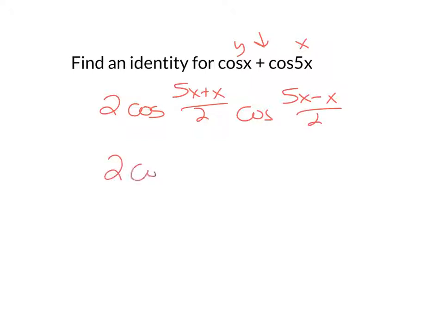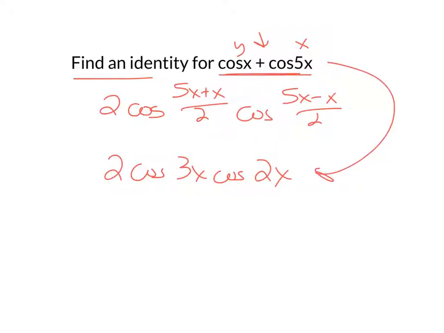So all you do is add the top here. 5x plus x is 6x, divided by 2 is 3x. Come to the second one, 5x minus x is 4x, divided by 2, which is 2x. And guys, that's it. We made an identity. That right there does equal this according to the sum to product identities. And that's all you have to do on those. Actually, probably the easiest one we did all day.